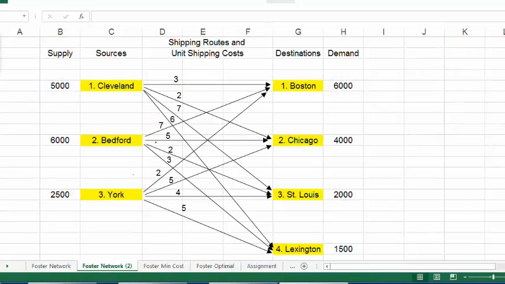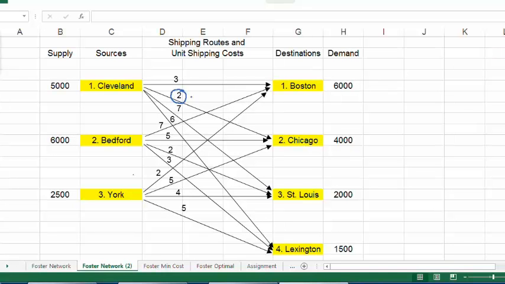Now out of all these, we're going to pick the lowest cost. We have 3, 2, 7, 6, 7, 5, 2, 3, 3. It looks like 2 is the lowest shipping cost, and there is more than one 2. So I just picked this first one, and I want to ship as much as we can this way from Cleveland to Chicago. Cleveland has 5,000, and Chicago needs 4,000, and we don't send more than they need, so we just send 4,000.